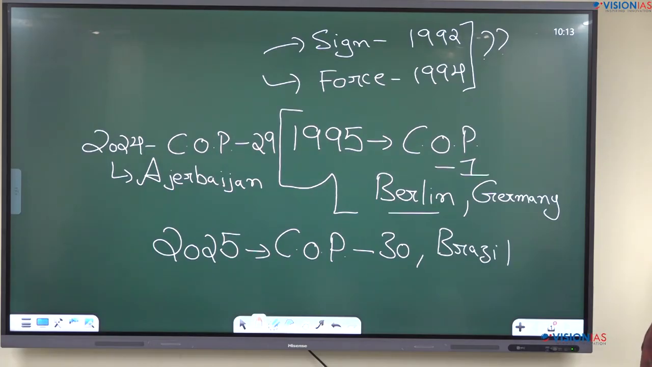Next is COP11. Year is 2005. Place is Montreal in Canada. Just make a change. Here it is written Kyoto Protocol came into existence. No, write down Kyoto Protocol came into force.